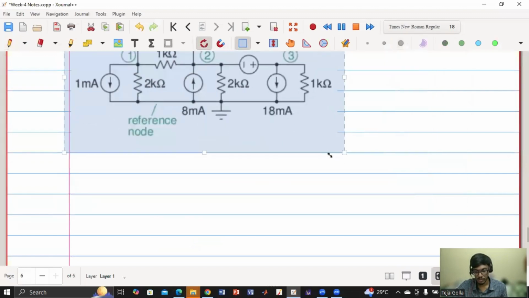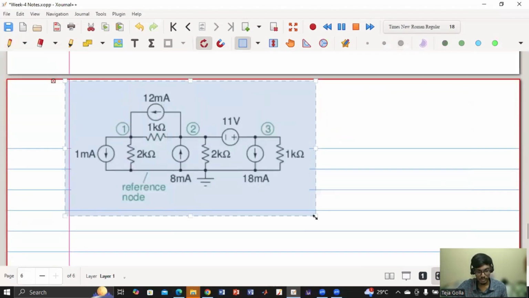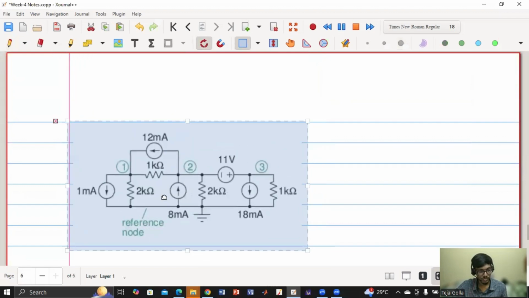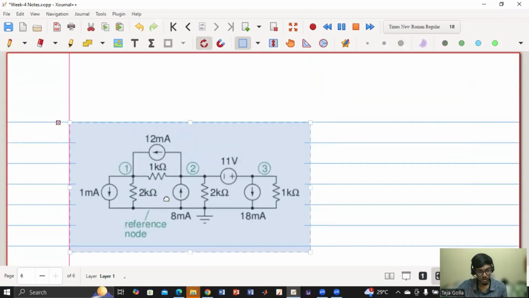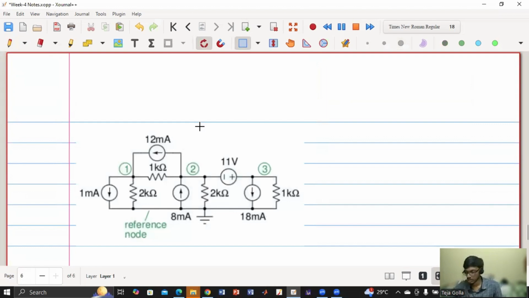Are you able to see my screen? Hello. This is our problem 4. Are you able to see my screen? Yes, sir. Okay. So this is our problem 4, and it has an independent voltage source.